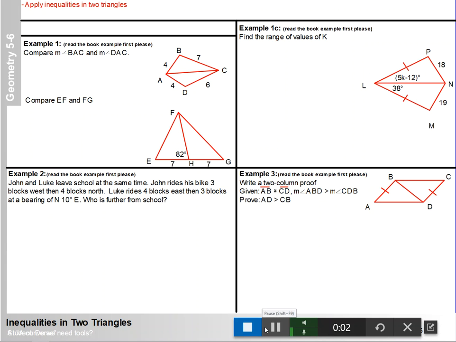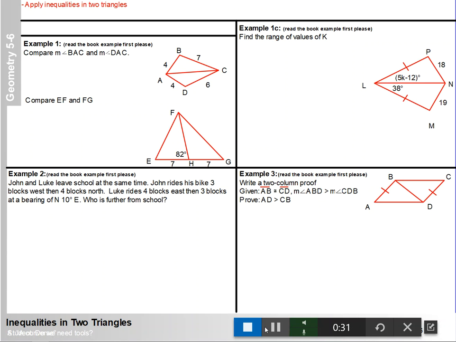All right, so we're going to take a look at some examples that may or may not include the Hinge theorem. If two triangles have two congruent sides, and the angle in between those two sides is not congruent, then we can make some conjectures about that third side relative to the two figures.